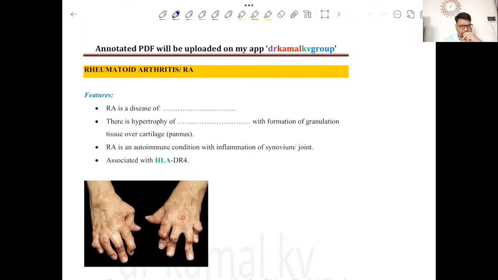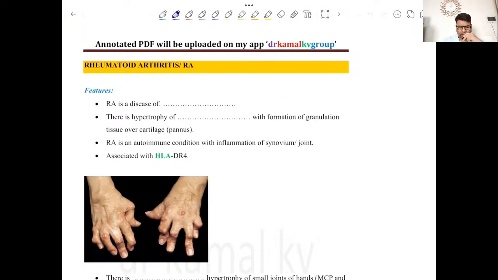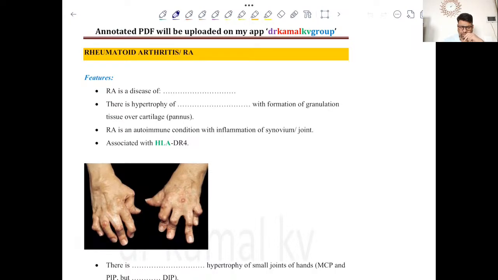Okay, so we can start the session. Today I'll be taking arthritis and starting the session with rheumatoid arthritis.